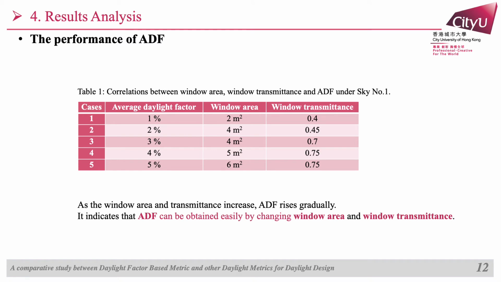There are 5 cases with different ADFs under sky number 1. Results from different window area and transmittance. As the window area and transmittance increase, ADF rises gradually. It means that ADF can be changed easily by changing window area and transmittance.